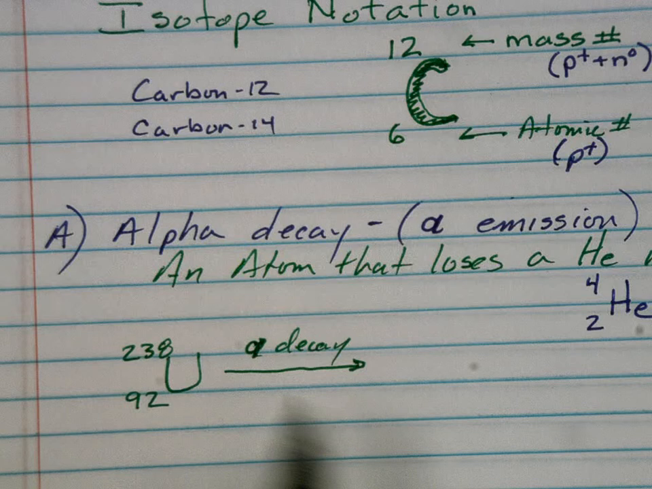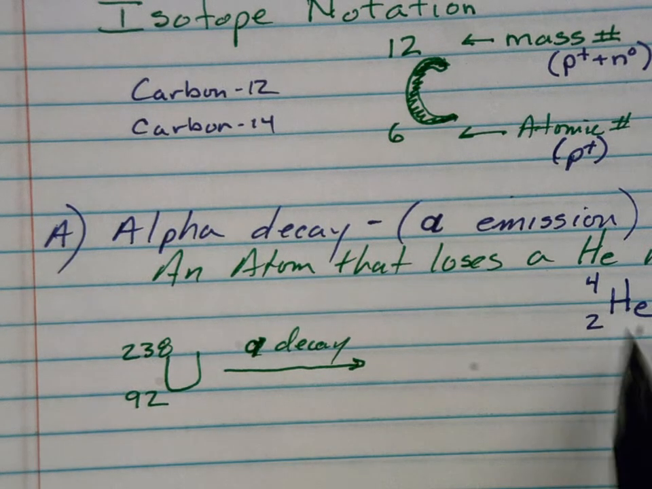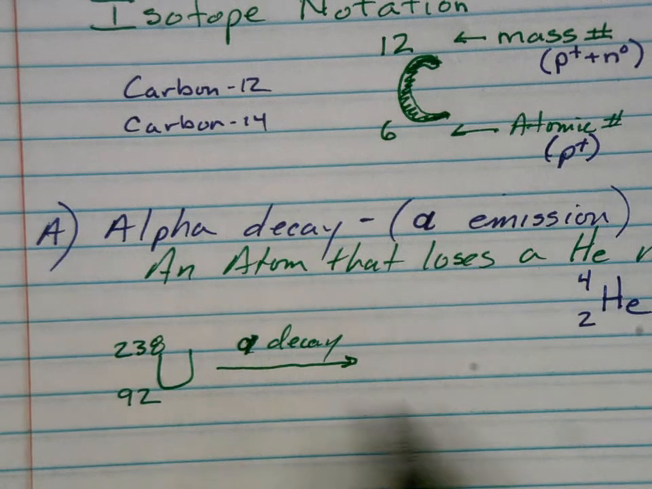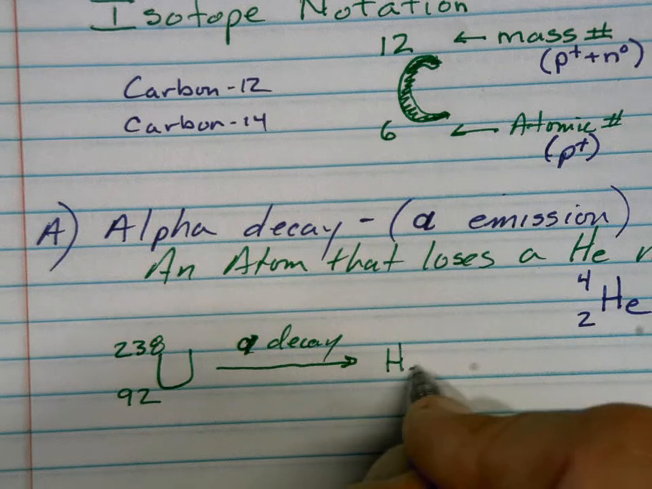So now we're going to have uranium undergo an alpha decay. Now what that means is it's going to lose a helium. So it's going to go ahead and kick off a helium. So I'm going to go ahead, let's first write that out. So it changes from uranium into helium.